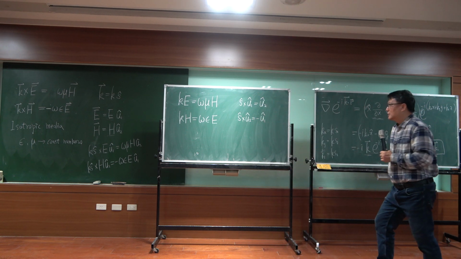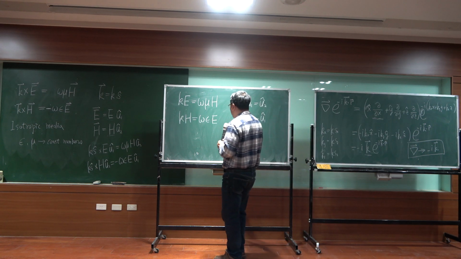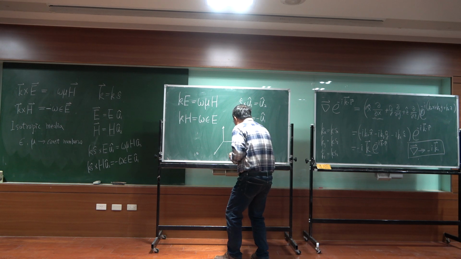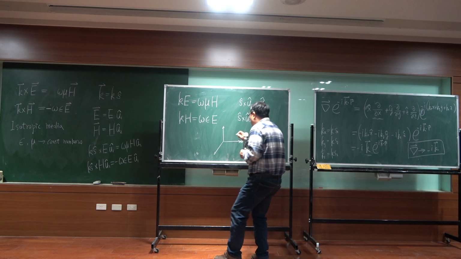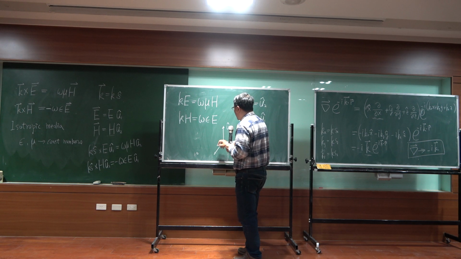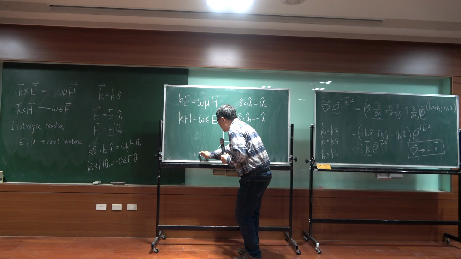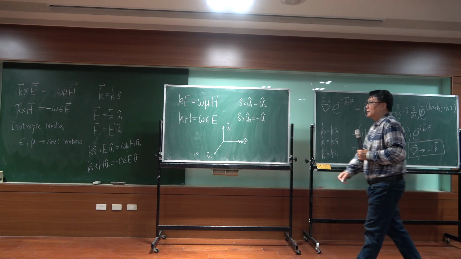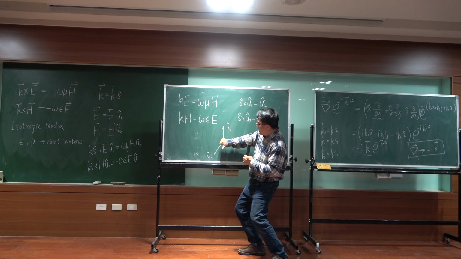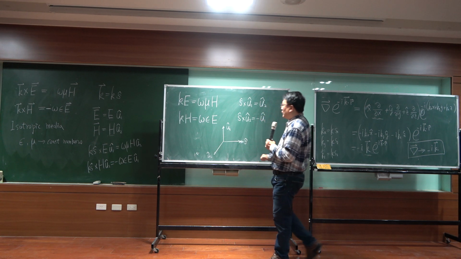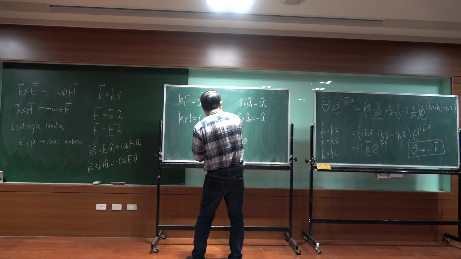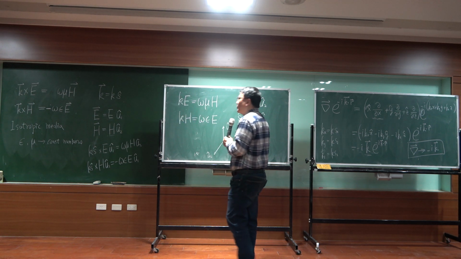Okay, so this means that, suppose this direction is S, this direction is U1, and this direction is U2. Then we have S cross U1 along the direction of U2, and S cross U2 along the direction of minus U1.